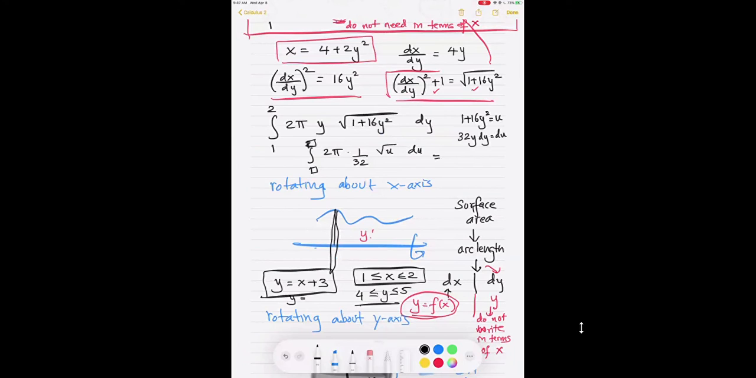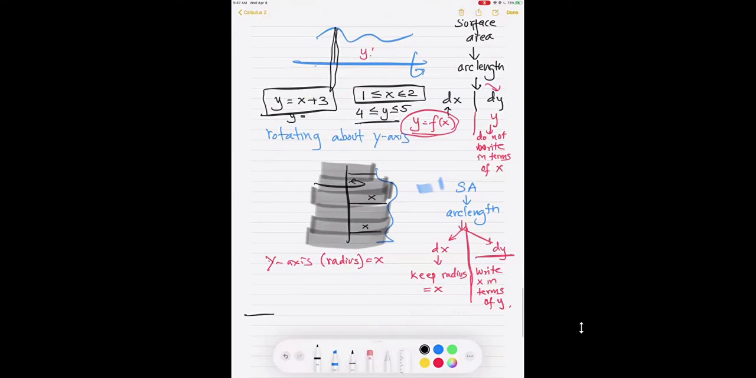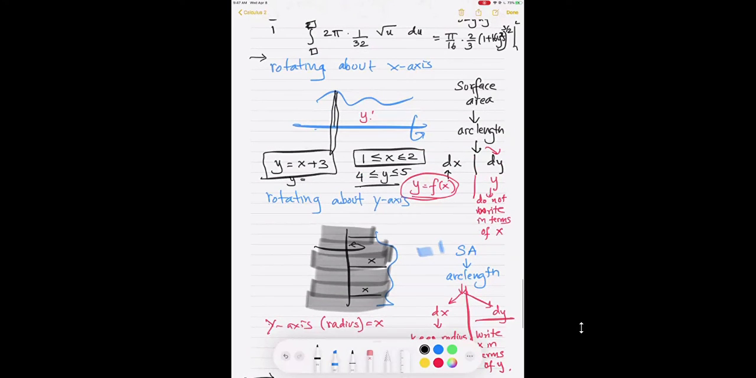Finish this one. This gives us what? Pi over 16 times 2/3. I'm getting ahead of myself. Yes, 1 plus 16y squared to the 3/2 from 1 to 2. So I'm going to copy it way down there. So a question for all of you. Should I erase this chunk in between, or should I keep it for your notes? I'd like it to be kept. It helps me understand the idea.